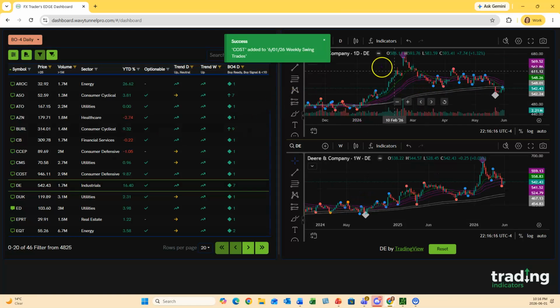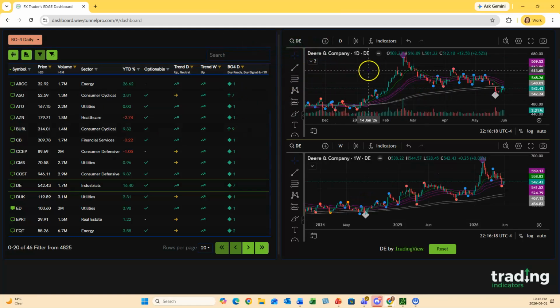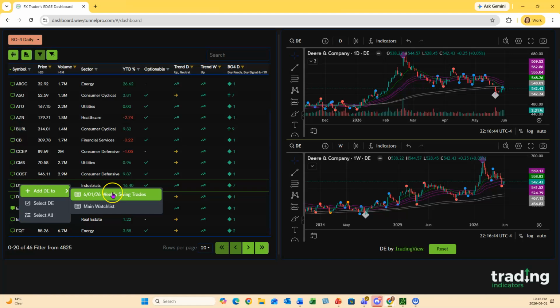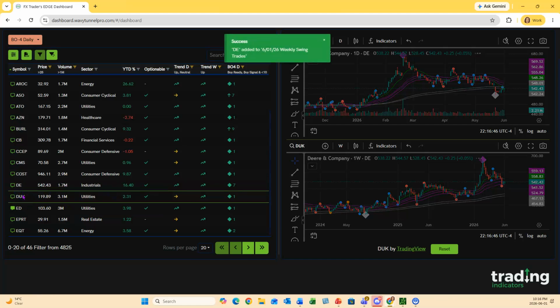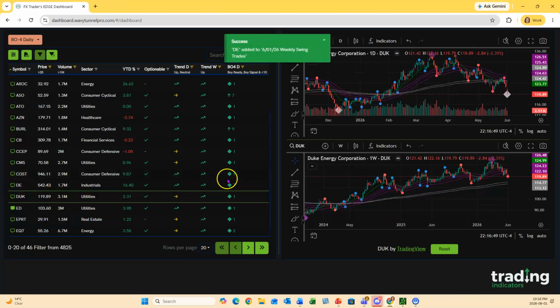Okay, next one, Deere and Company, Industrial. This looks very nice. We've already had confirmation. We got the 7 diamond here. This means that the buy signal has already appeared. And let's put this on the hot list.